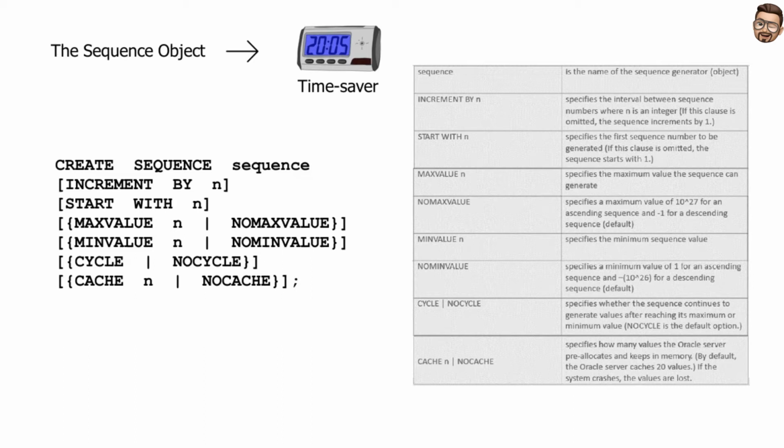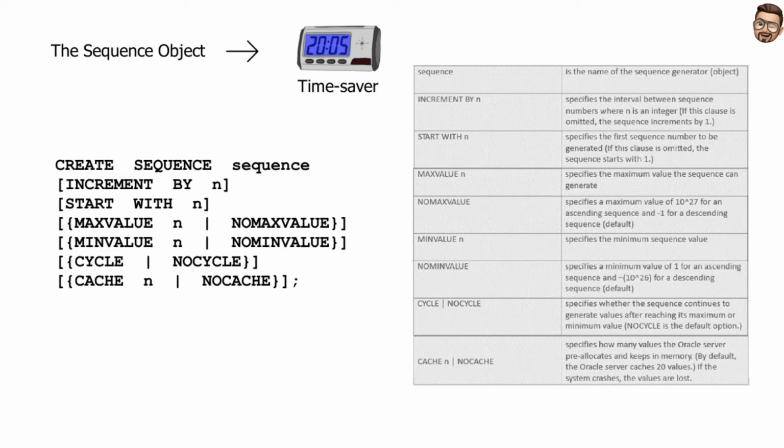For INCREMENT BY n, it specifies the interval between sequence numbers where n is an integer. START WITH n specifies the first sequence number to be generated. MAXVALUE n specifies the maximum value the sequence can generate. If you don't have any maximum value, put NOMAXVALUE. MINVALUE n specifies the minimum sequence value. If you don't have any minimum value, put NOMINVALUE.